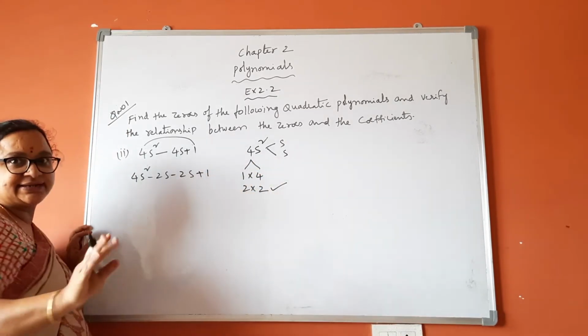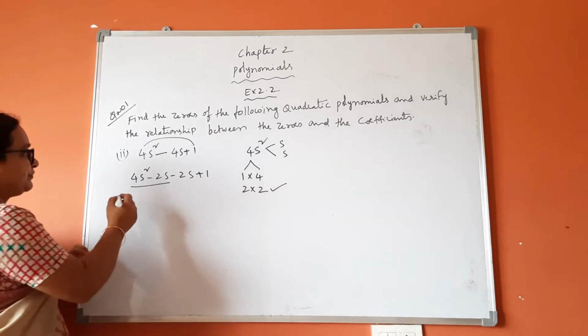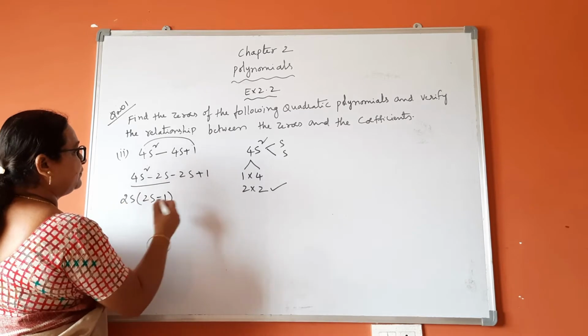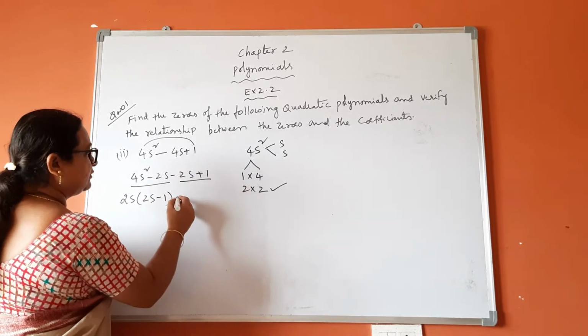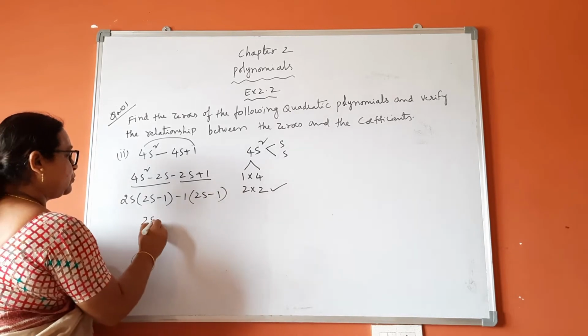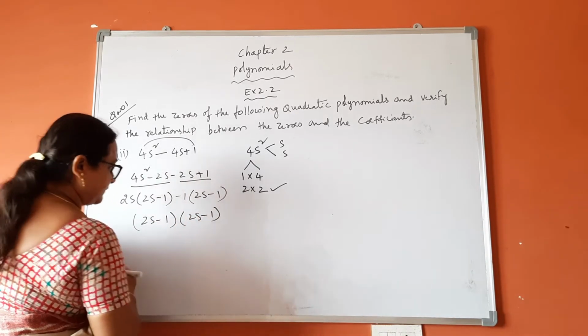So condition satisfied. Now take a common factor from the first two terms. Here it is 2s. So 2s minus 1. What can we take as common here? Only minus 1 we can take, 2s minus 1. Now 2s minus 1 is common. So this is 2s minus 1.